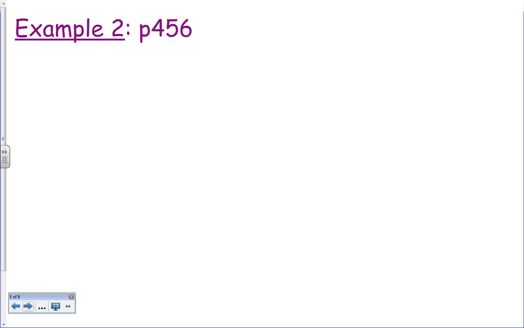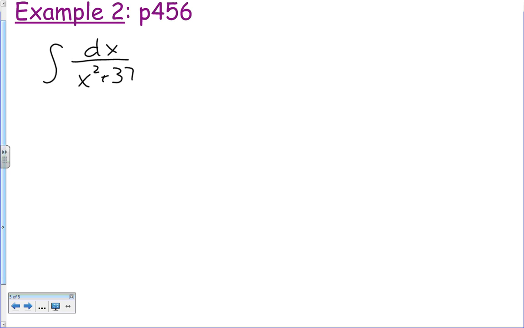Look at example 2 here. It says evaluate the integral of dx over x squared plus 37. Now again, it doesn't quite look like it fits the kind of problems that we're talking about in this section, but let's rewrite this just slightly.